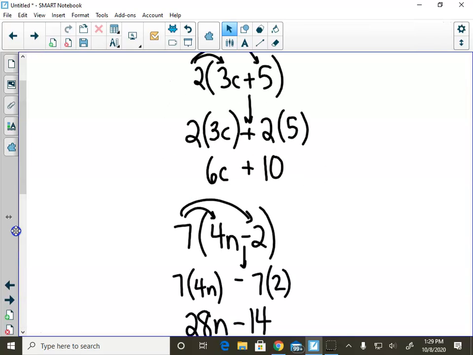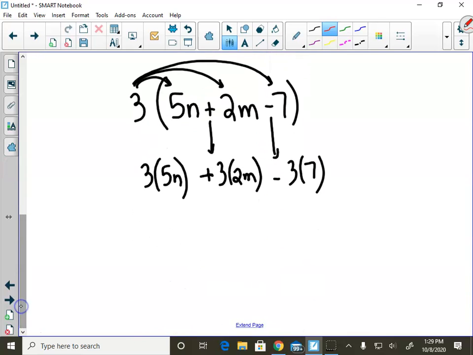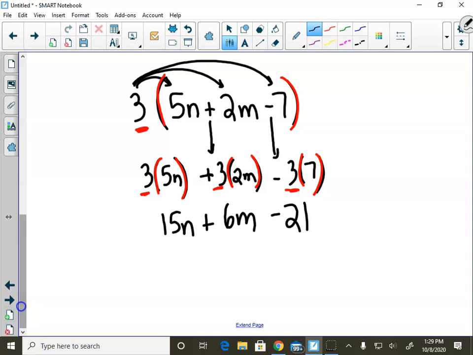Again, what we're doing is we're taking the 3 that's on the outside, sorry about that, our page just kind of scrolled on us. We're taking this 3 and we're applying it to each of the pieces that are inside. If you look at it, anything that's in parentheses here also gets into its own little set of parentheses here. And now we just multiply it out. 3 times 5n is 15n. 3 times 2m is 6m. And 3 times 7 is 21. And that would be your distributed answer.